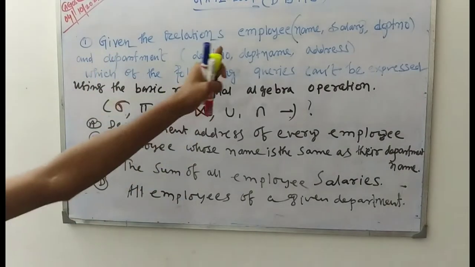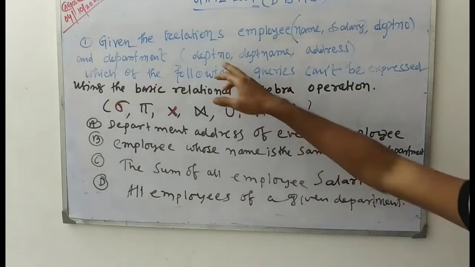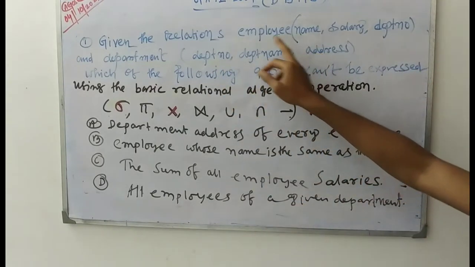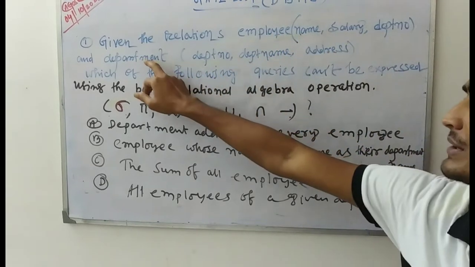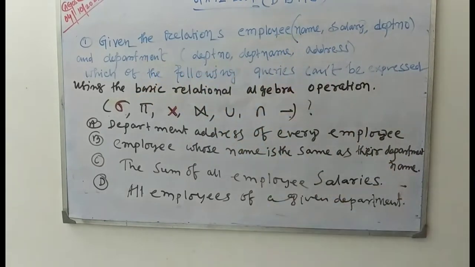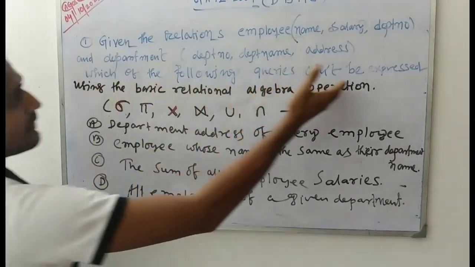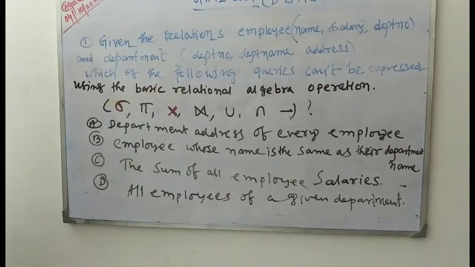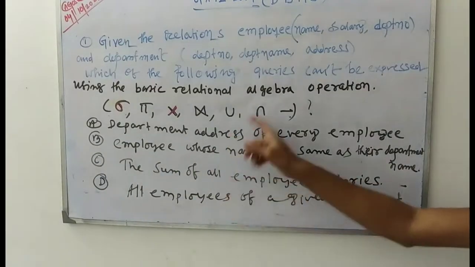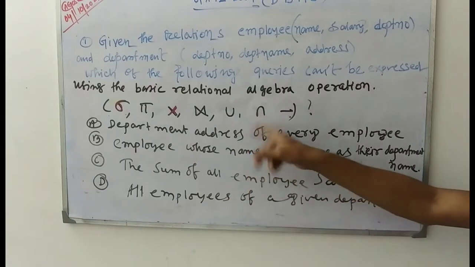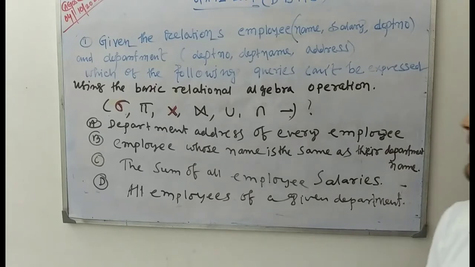Given the relations employee (name, salary, department) and department (department number, department name, and address). This is the table name, and these are the attribute names. My question is: which of the following queries cannot be expressed using the basic relational algebra operations? There are four queries which cannot be expressed by the basic relational algebra operations.